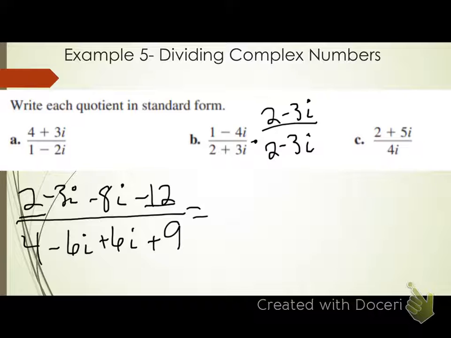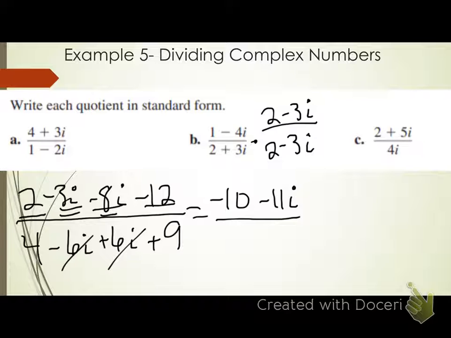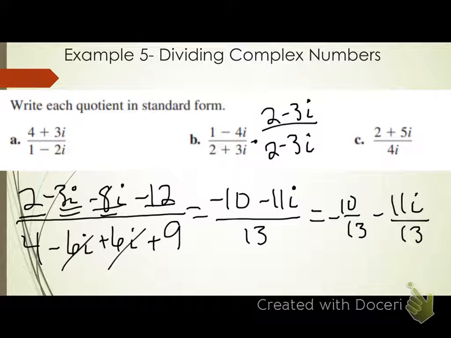Up top, my real parts are 2 minus 12, which gives me negative 10. My imaginary parts are negative 3i minus 8i, which gives me negative 11i. Once again, downstairs, the imaginary parts cancel out. 4 plus 9 gives me 13. I can then split these into their own fractions. Negative 10 over 13 minus 11i over 13. Neither one of these fractions can be simplified. They are also in standard form because the real part comes first and the imaginary part comes second.